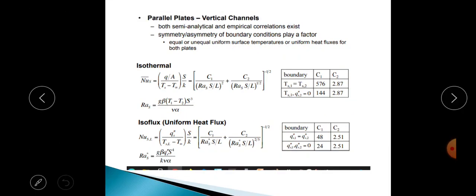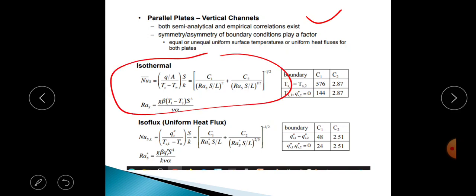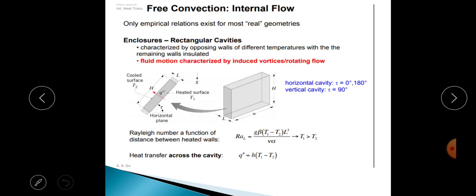For parallel plates, vertical channels, both semi-analytical and empirical correlations exist. Symmetry or asymmetry of boundary conditions plays a factor, with equal or unequal uniform surface temperatures or uniform heat fluxes for both surfaces. So we get these for isothermal and isoflux. Next is the free convection for internal flow. Only empirical relations exist for most real geometries.